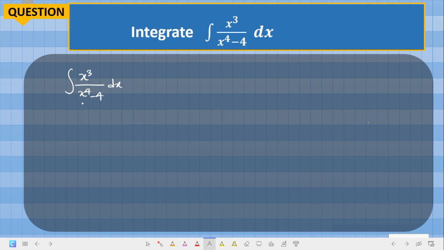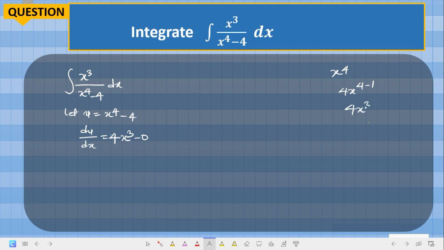How do we go about providing a solution to this? We can start by saying let u be equal to x raised to the power of 4 minus 4. So our du over dx is equal to, if you differentiate x raised to the power of 4, it will give us 4x raised to the power of 3 minus 0. Because x raised to the power of 4 means 4 times x to the 4 minus 1.